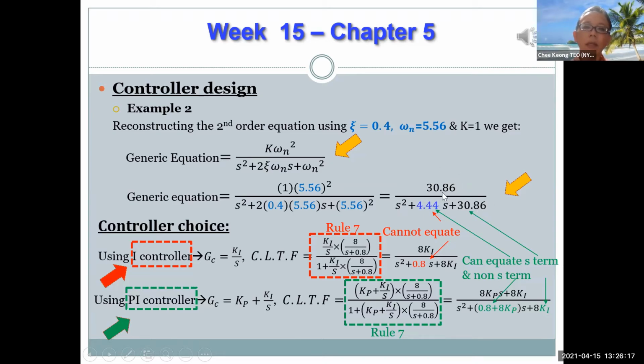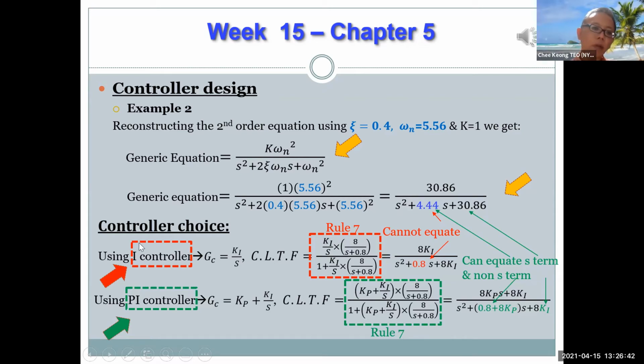The numerator actually doesn't control the response that much. Basically, it's the denominator that controls it. So the generic equation denominator is s squared plus 4.44s plus 30.86, after using the zeta and omega n substitution. Now this sets the basic ground for your PI designing, right?